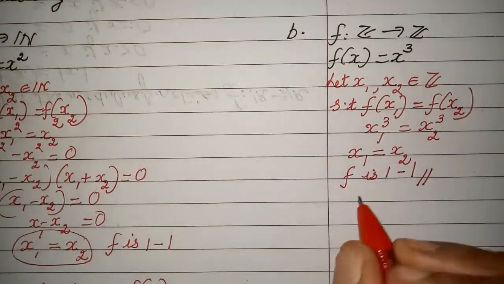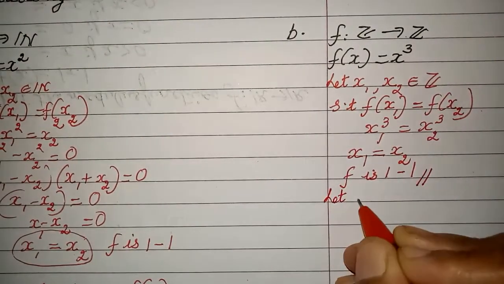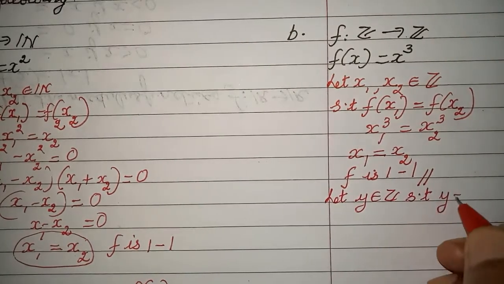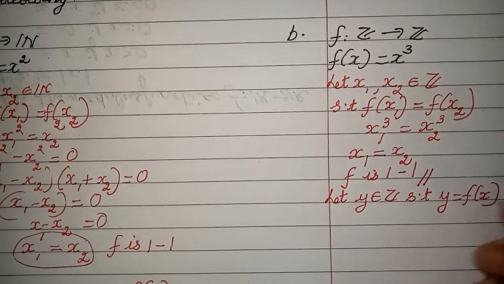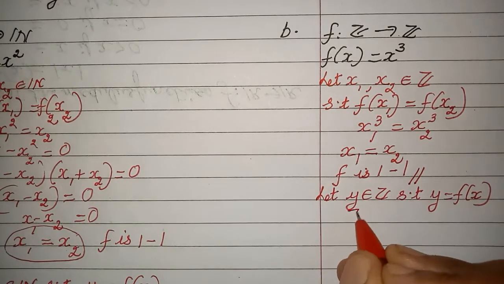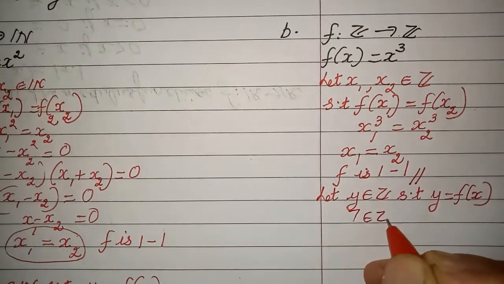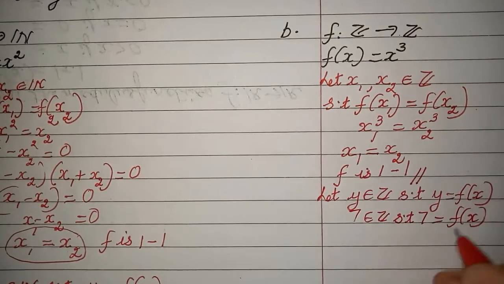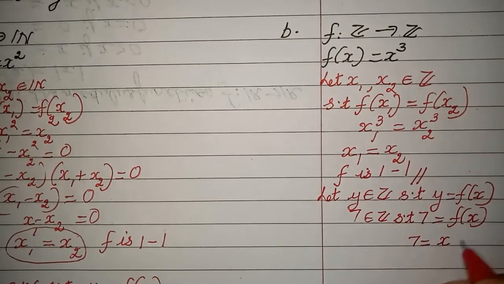Okay, now coming to onto, let us start with some y belonging to Z such that y equals f of x. Now children, this time again I will go for a counter example. Let me take some 7. If I take a 7 belonging to the integers such that 7 is equal to f of x, 7 equal to f of x means 7 is equal to x cube.